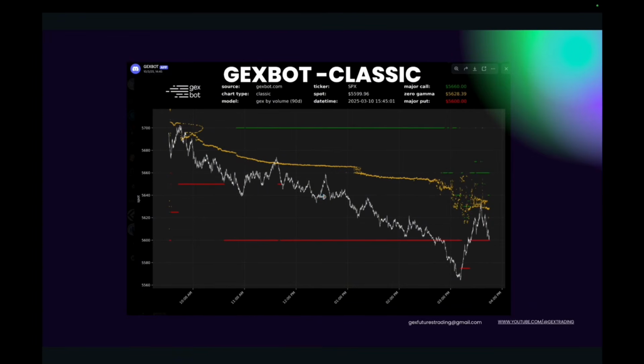People using a 20 moving average, RSI, MACD, all this nonsense, they get scared and they get out quickly.